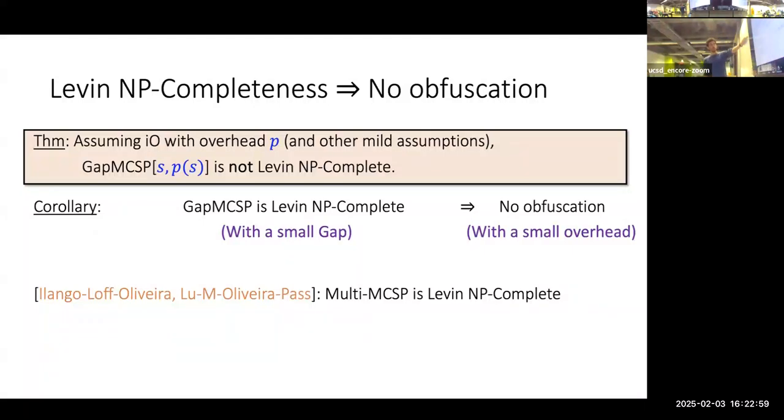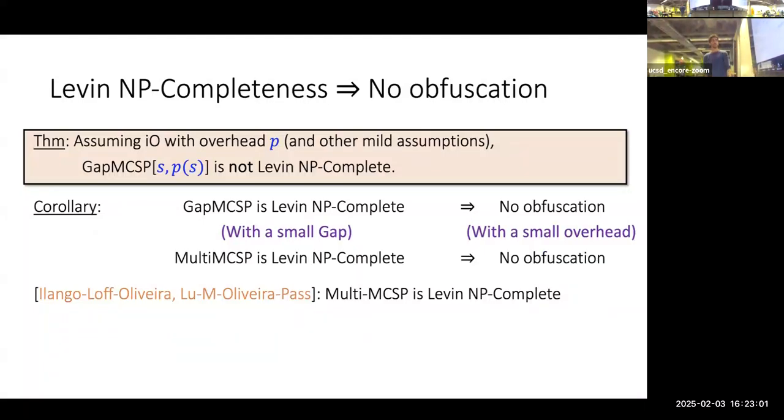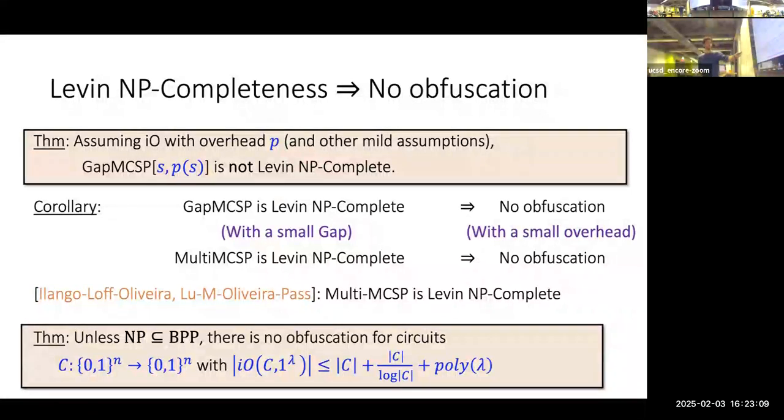And it turns out that if you look at this proof that I just showed you, the same proof works also for multi-MCSP. And as a result, combining these two results together, we get a first lower bound on the overhead of obfuscation. So we get that unless NP is easy, there is no obfuscation for circuits from n bits to n bits with a very small overhead. And the output of the iO is the size of the original circuit plus something small. So next I want to talk about this result.